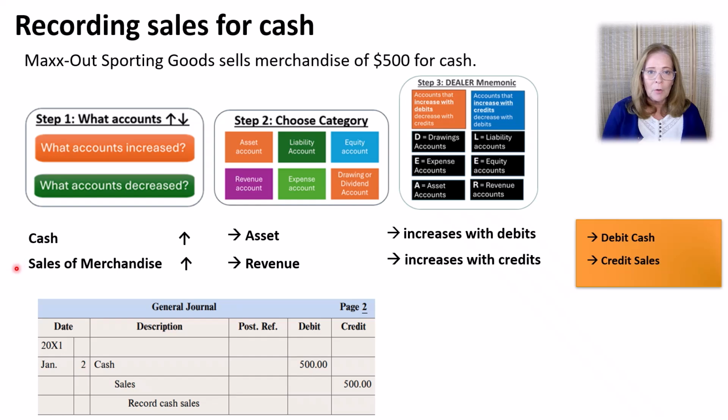The second part of our transaction is that the sale of merchandise increased. This type of sales are revenue, and revenue increases with credits. So debit cash and credit sales. We record the sale of $500 for cash by first writing the date to the date column, then cash into the description column, and $500 into the debit column. On the next line, we slightly indent and write sales into the description and $500 into the credit column.